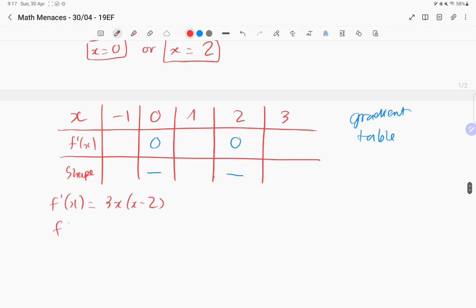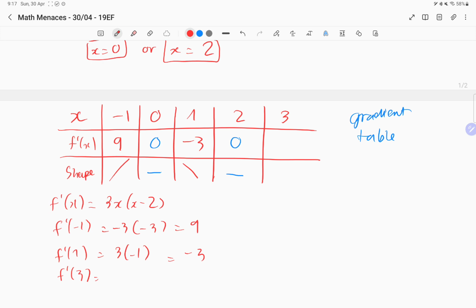So anyway, let's calculate the three of them. F dash negative 1, f dash of 1, and f dash of 3. F dash negative 1 would be 3 times negative 1 is negative 3, and then negative 1 minus 2 is negative 3, so negative 3 times negative 3 would be 9. Then the shape would be going up, because the gradient is positive. And then f dash of 1 would be 3 times 1, which is 3, and then 1 minus 2, which is minus 1, so that would be minus 3. So the shape is going down. F dash 3, so 3 times 3 is 9, and then 3 minus 2 is 1, 9 times 1 is 9. It's going up again.